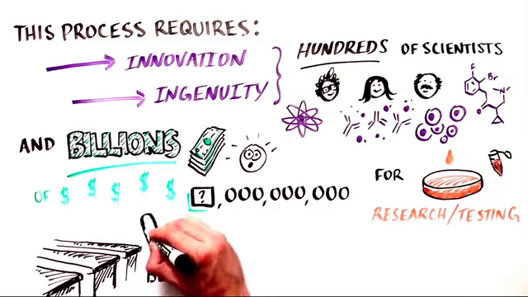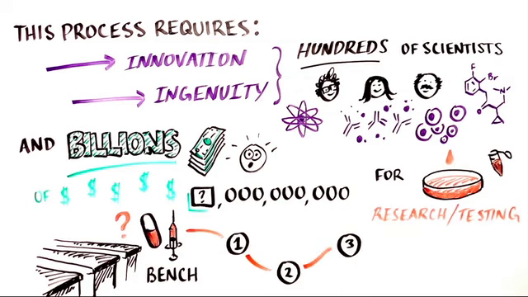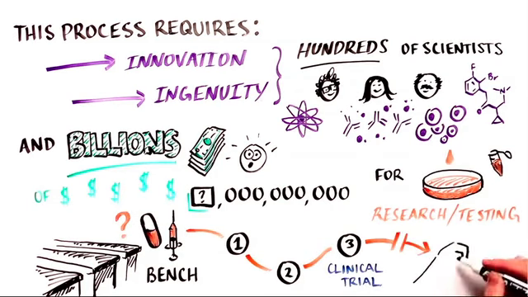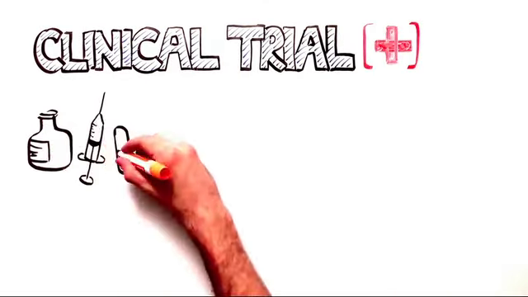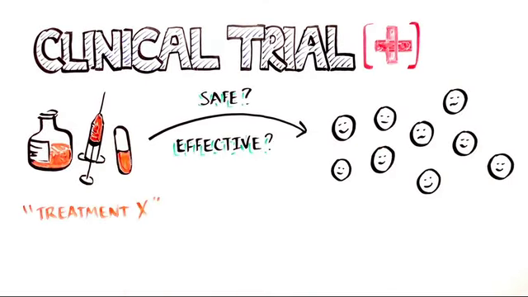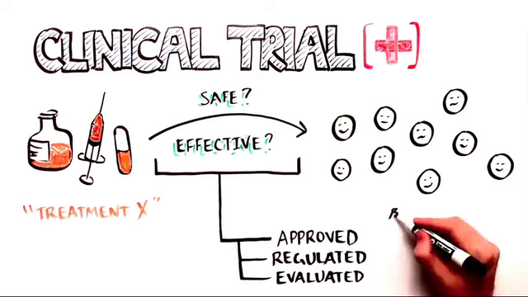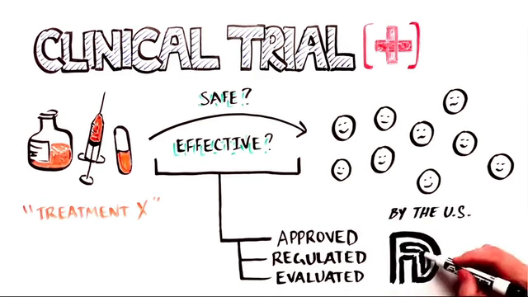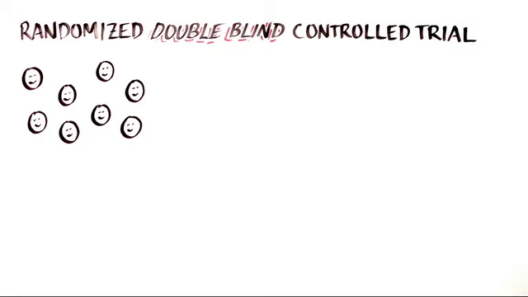The treatment's journey from the bench, where it is discovered, to the bedside when it can actually treat patients, has several stages that culminate in a thorough clinical trial. Clinical trials are research studies in humans that explore whether a medical treatment is safe and effective for people. In the US, these studies and the important data they generate are approved, regulated, and evaluated by the Food and Drug Administration, the FDA. The best clinical trials are performed as randomized, double-blind, controlled trials.